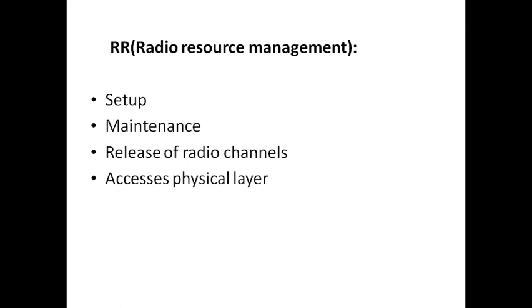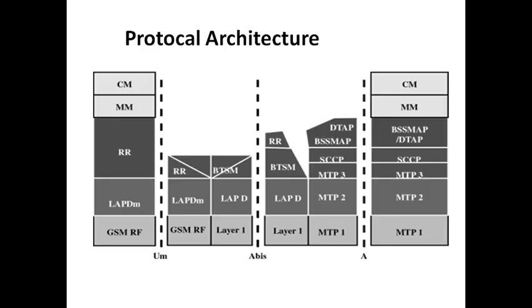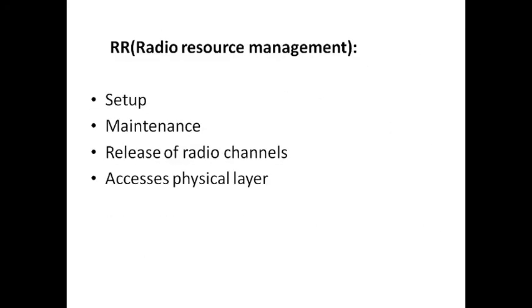And the second one is RR. If you see the first protocol architecture diagram, the middle part is RR. What are the functionalities of RR? Setting up all the connections between MS and BTS, BTS to BSC, BSC to MSC. All these connections are done by radio resource management only. RR means radio resource management.